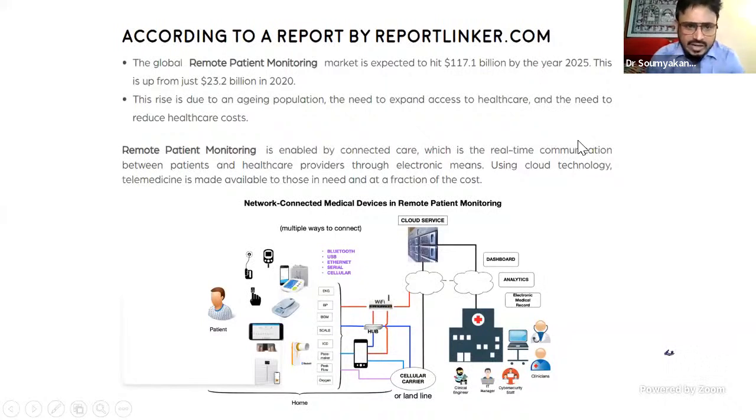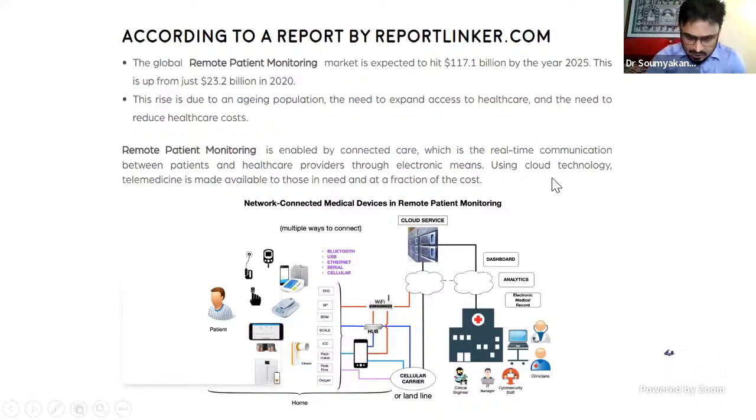Remote patient monitoring is enabled by a connected care system. So here, if you see the remote care monitoring market per se, now it is going over 100 billion by the year 2025. The rise is due to an aging population, the need to expand access to healthcare, and the basic need to reduce healthcare cost.